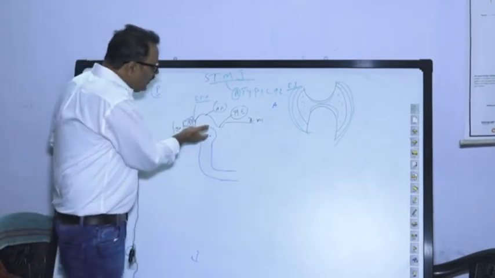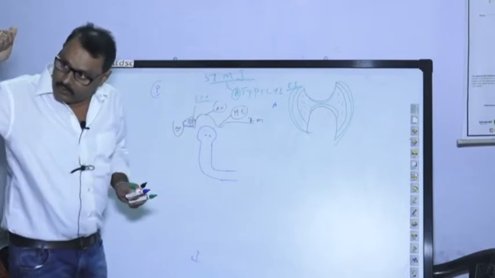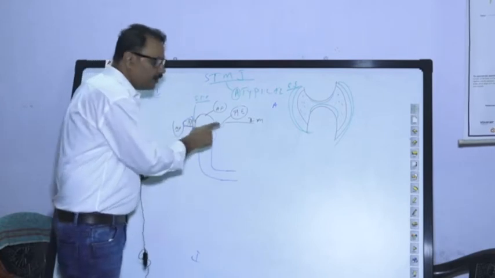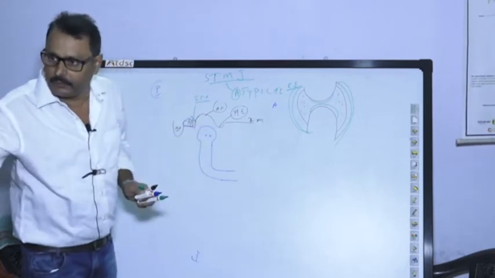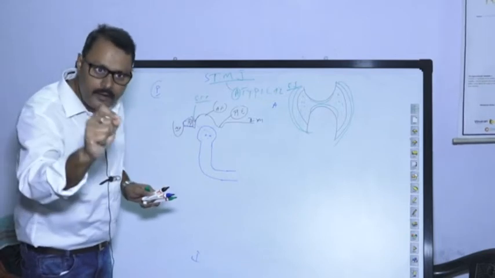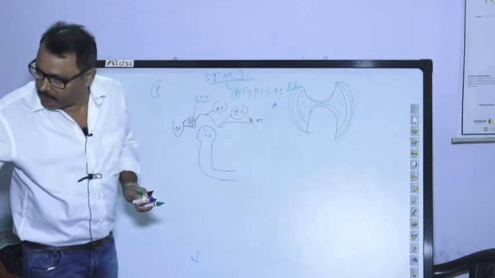Now when the head of the mandible comes in contact with the articular fossa and the articular tubercle, because this one is very important, the TMJ is formed. Temporo-mandibular joint. Temporo stands for temporal, mandibular stands for mandibular, and joint is joint. So the temporo-mandibular joint is formed.